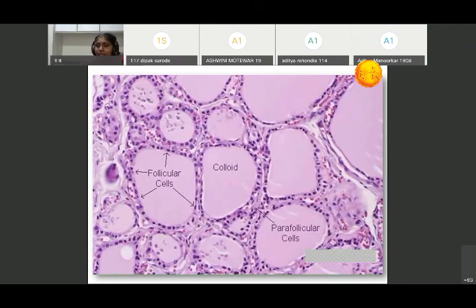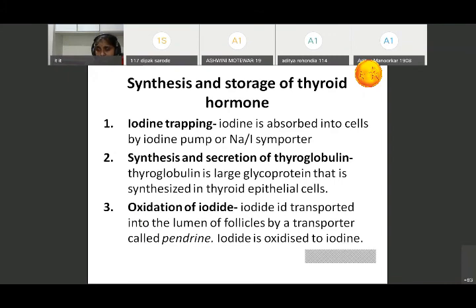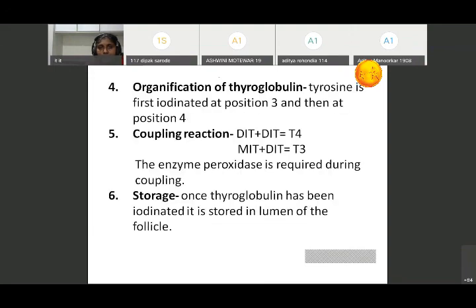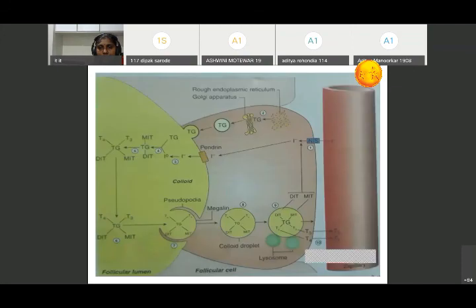I don't think you can remember the synthesis of thyroid hormone in one lecture, but there are 6 stages of synthesis: iodine trapping, synthesis and secretion of thyroglobulin, oxidation of iodine, organification of thyroglobulin, coupling reaction, and storage. This figure, again I am repeating, is very, very important. It is given in the textbook. Please go to this figure and you can clearly understand the synthesis of thyroid hormone.